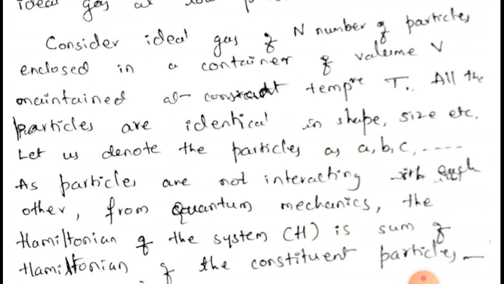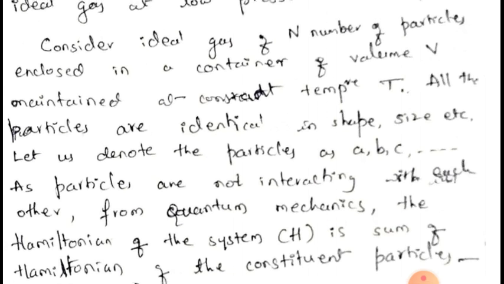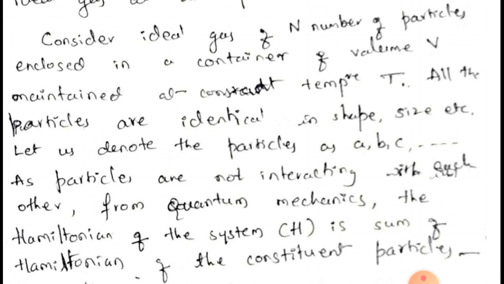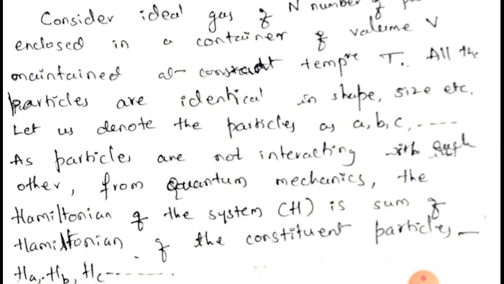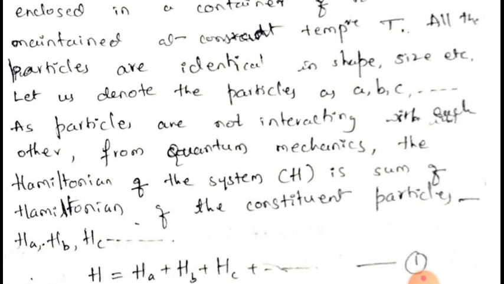An ideal gas system contains the same kind of particles, that is, we say identical species. Consider an ideal gas consisting of N number of particles, indicated with the capital N. These N particles are contained in a volume V maintained at a temperature T. All the particles are identical, and they are independent, not interacting with each other.